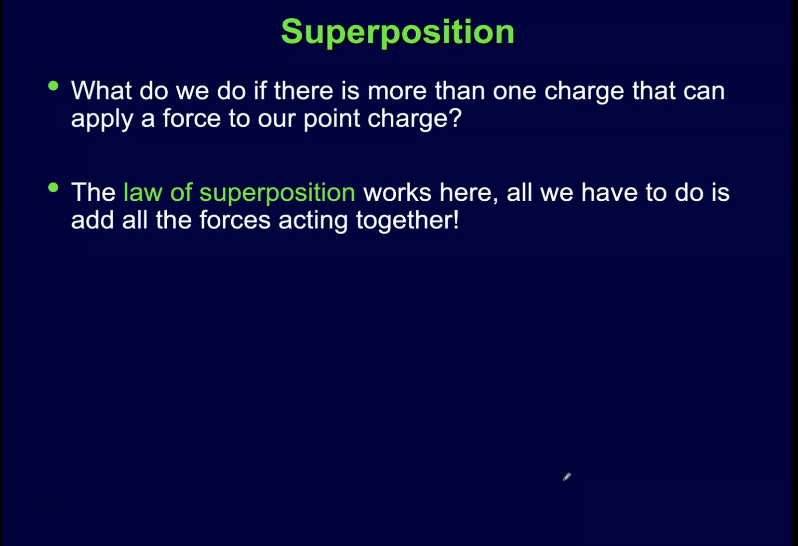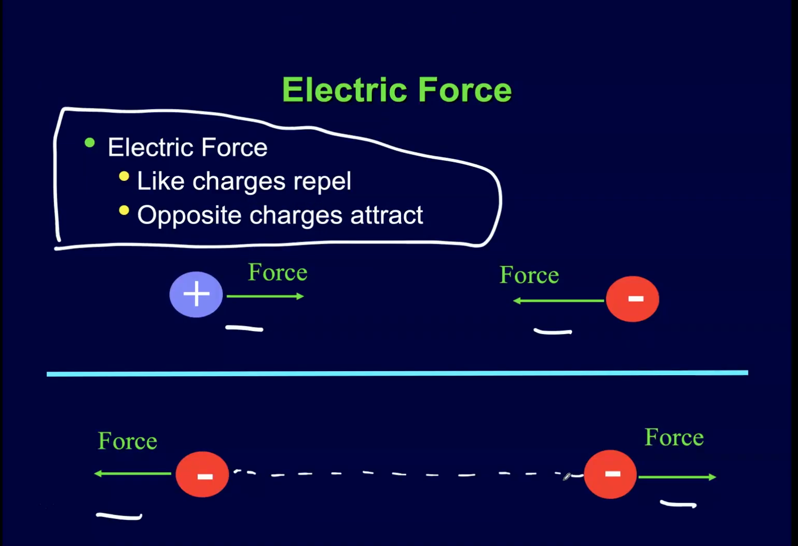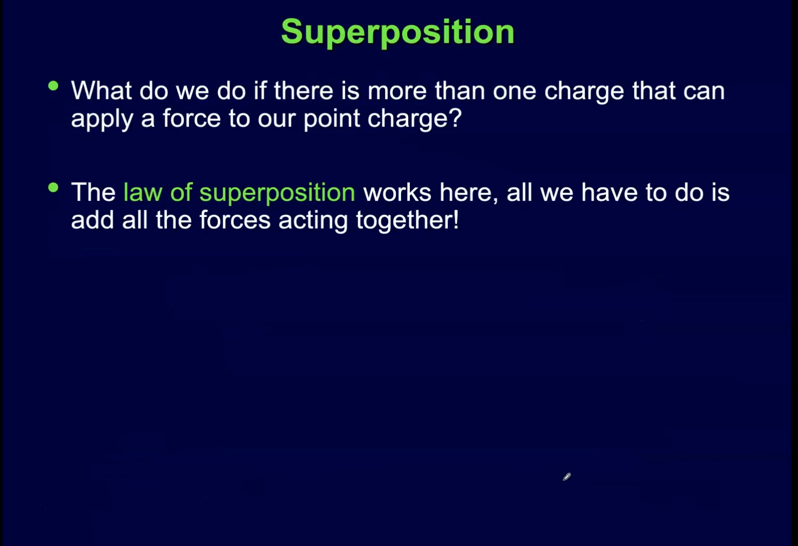So what do we do if there's more than one charge that can apply a force to our point charge? Here, we get a pretty good feel for what happens if there's just two, but if there's more than one, we have to use superposition. And it actually works out about as simple as can be expected. The law of superposition says all we have to do is add all the forces acting together. So this brings us back to 2A when we did a lot of adding of vectors.